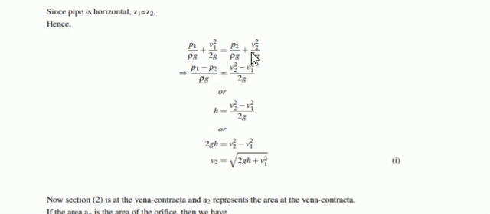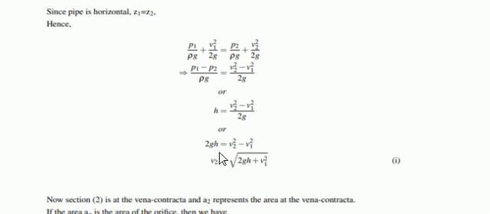Again we have to simplify this. p1 minus p2 by rho g is equal to v2 square minus v1 square divided by 2g, or h is equal to v2 square minus v1 square by 2g, or 2gh is equal to v2 square minus v1 square. Okay, simplified.